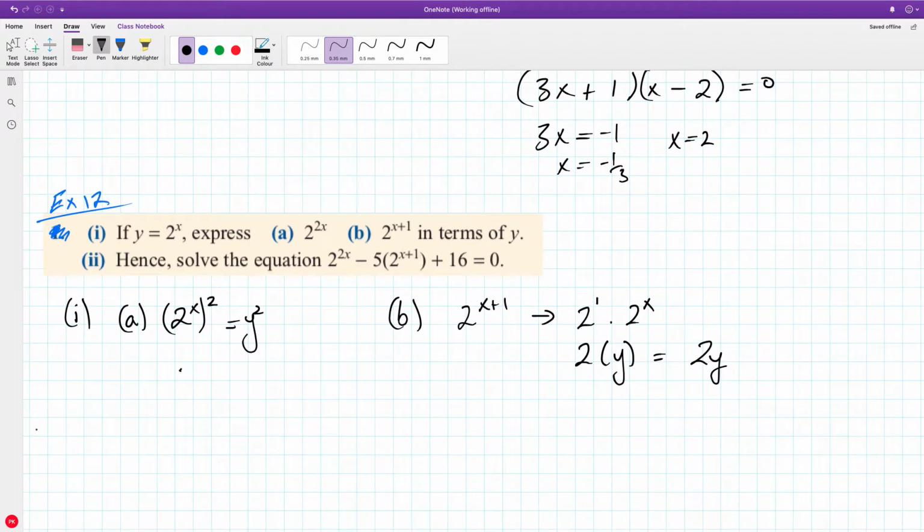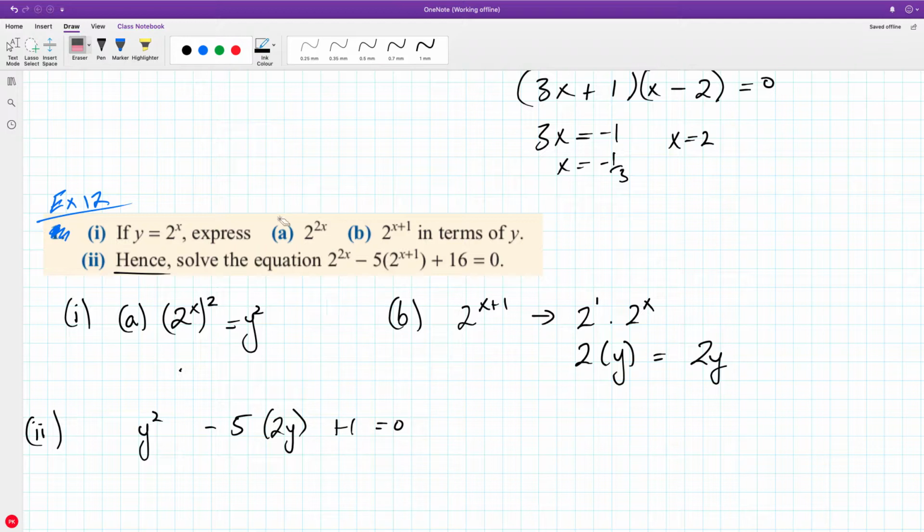If we then look at part II, using our answers from the first bit, whenever you see hints, 2 to the power 2x can now be written as y squared, minus 5 times, what's 2 to the power of x plus 1? What we figured out was 2y, plus 16 is equal to 0. What's this going to be then, Adam? Yeah, off you go. Solve the quadratic and get the values for x. You need to solve for x now, not just y. You must get values for x.